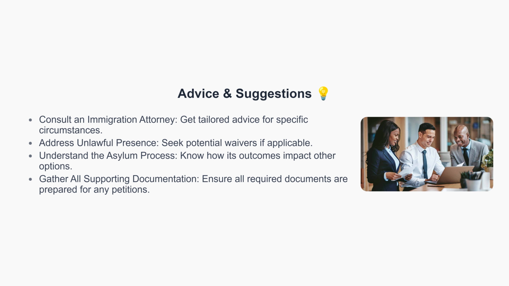When it comes to advice and suggestions for handling such scenarios, here's a step-by-step guide. The first and most crucial step is to consult an immigration attorney. They can provide invaluable, tailored advice for your family's specific circumstances. If unlawful presence is a concern, discuss with an attorney about possible waivers. Understanding the asylum process is key, as its outcomes significantly influence other opportunities. Lastly, gather all necessary documentation, including proof of U.S. citizenship and any relevant evidence, to support petitions.